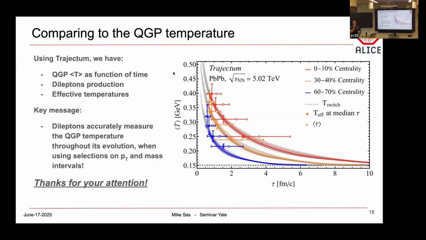So on your money plot, two questions. One is, why for the most central do you not go to earlier times like you do for the peripheral? And it looks like the error bars are, maybe I'm wrong, the uncertainties are better, let's say, for the peripheral. Am I wrong?